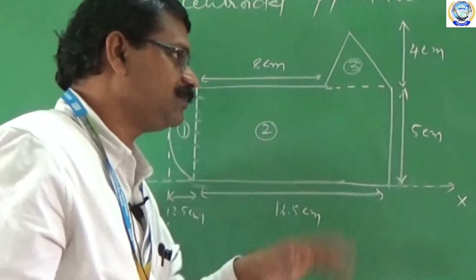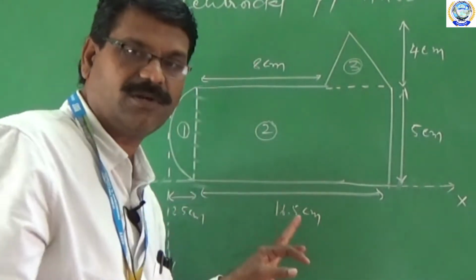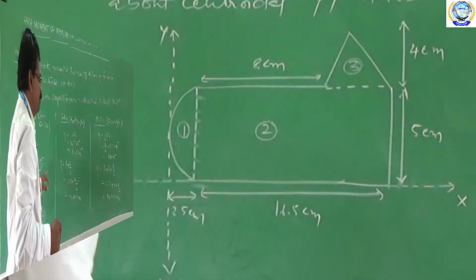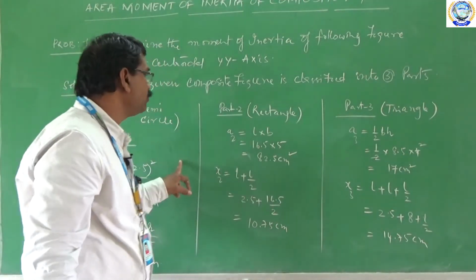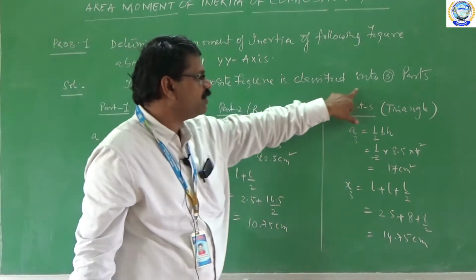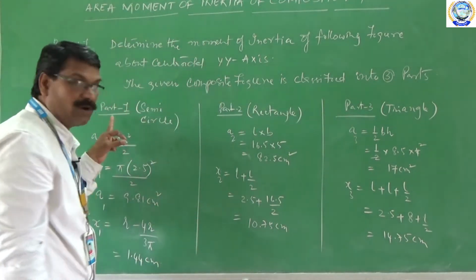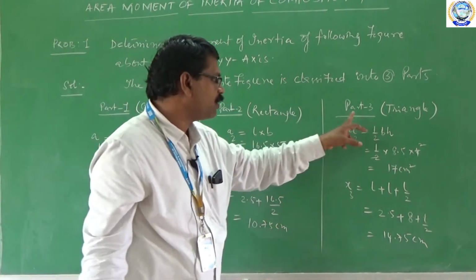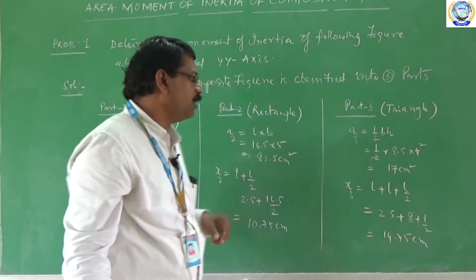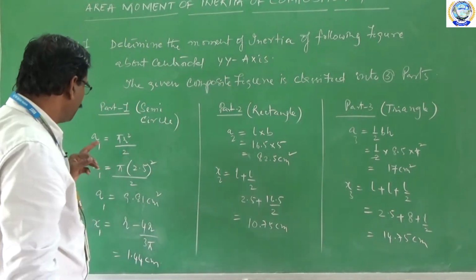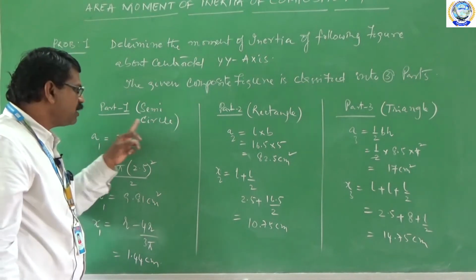Let us see the solution of this particular composite figure. The solution of this problem is divided into 3 parts. The given composite figure is classified into 3 parts, namely part 1 is semicircle, part 2 is rectangle, part 3 is triangle. Now, how do we find the areas of these 3 different specimens? Let us see the first one, part 1, the semicircle.